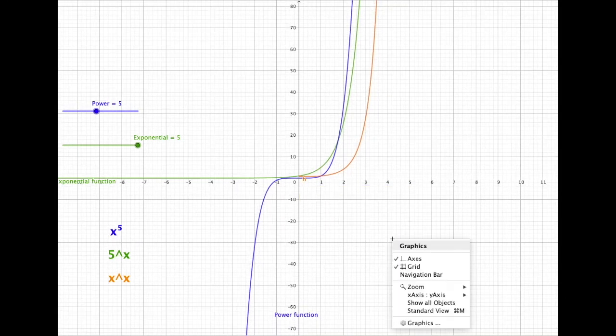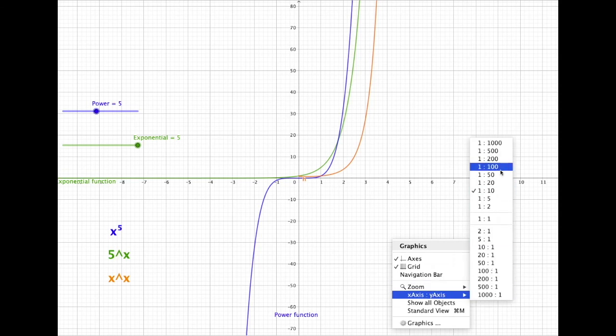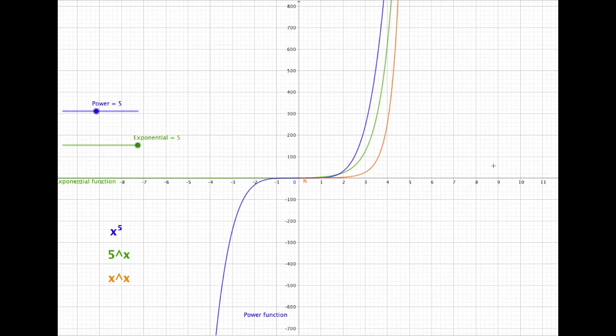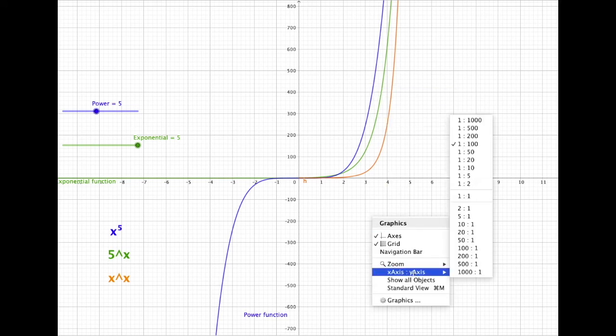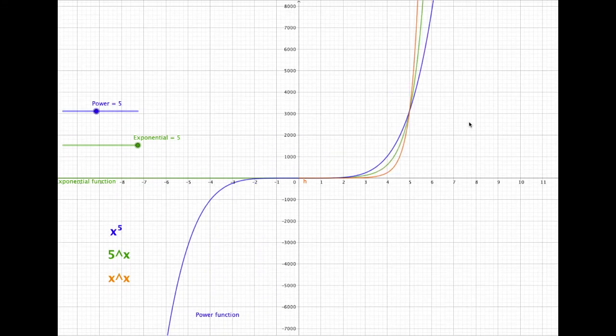And squeeze it down some more, let's see what happens. So again, until we get up to 5, certainly the exponential function is climbing more slowly than the power function. If we go down a lot more, we can see that something interesting happens at 5. What happens is everything swaps round.